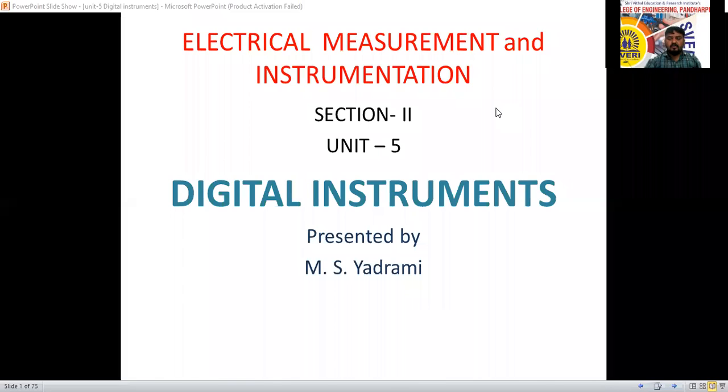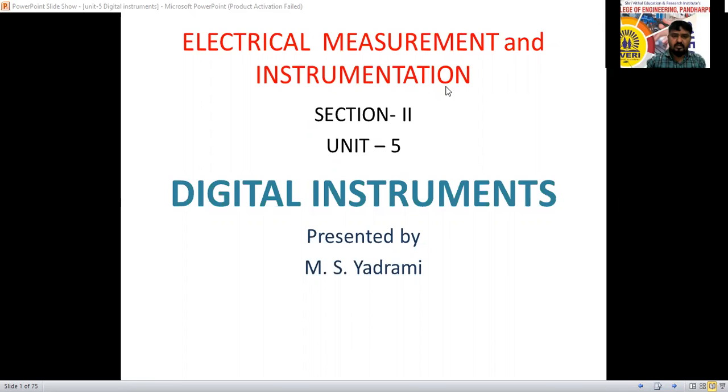Okay. So as per the previous class, we have finished 4 units. This is the fifth unit of section 2 of electrical measurement and instrumentation subject, that is called digital instruments. You have studied about PMMC, moving iron instrument, EMMC, power factor meter, Wheatstone bridge, Wheatstone meter, and some bridges also you have discussed.